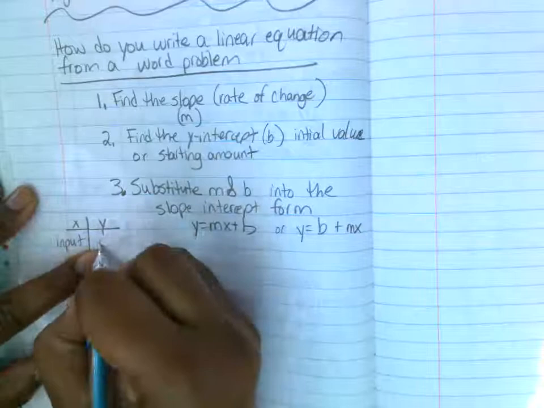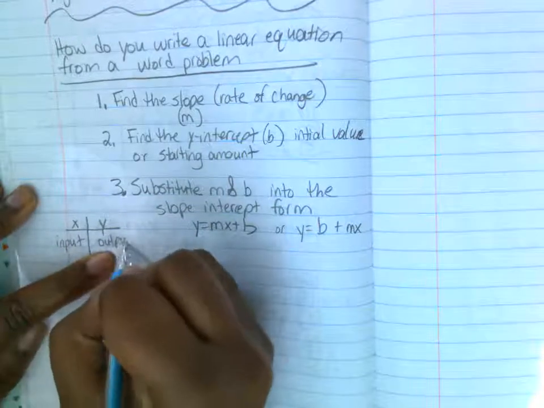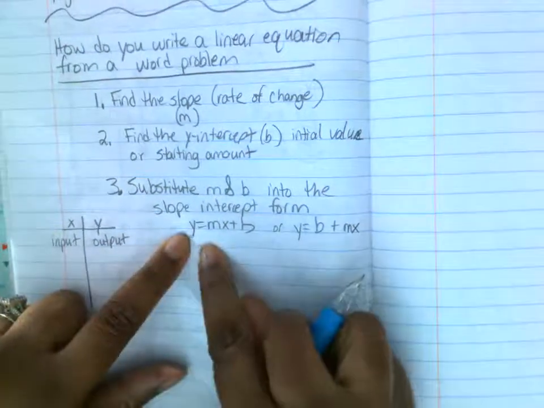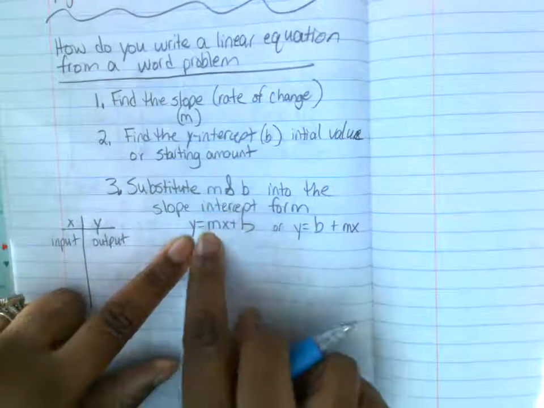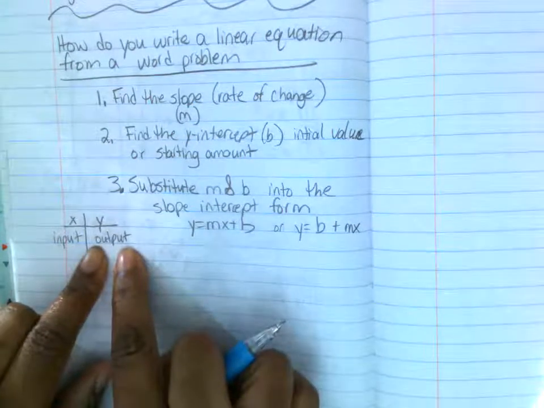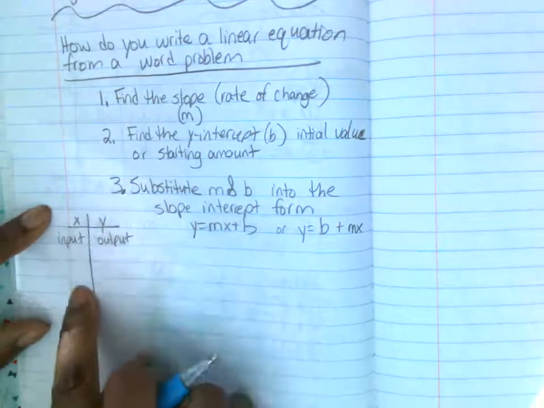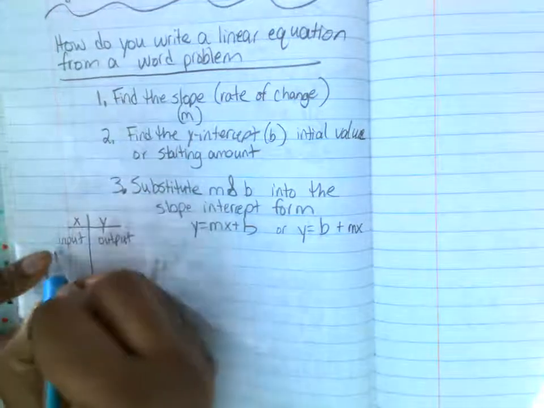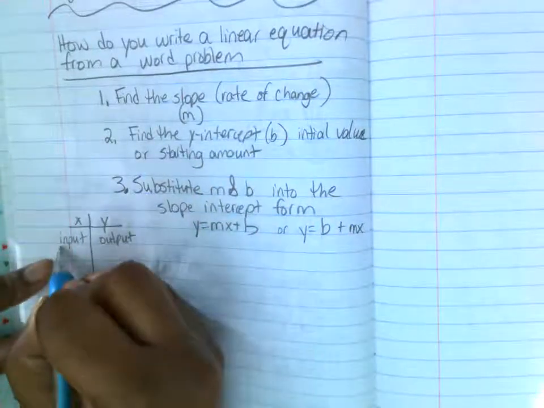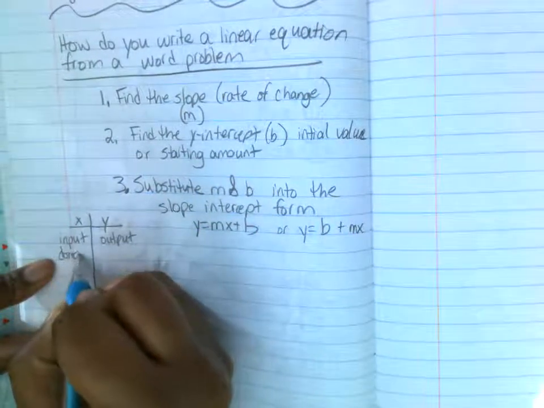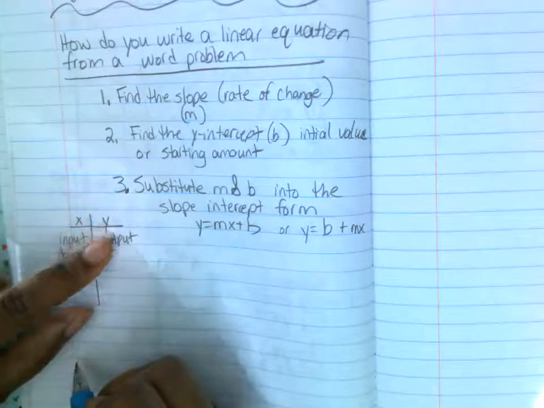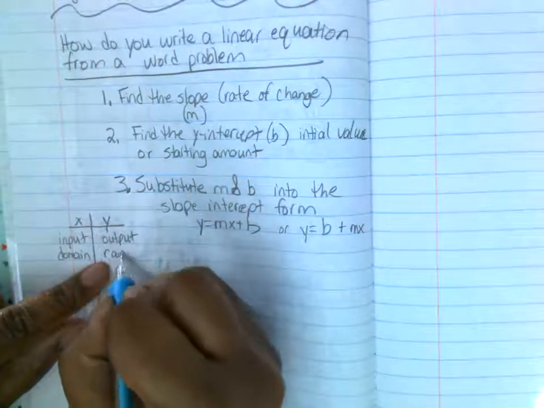The y is the output, the answer, the total. Okay? Because y is equal to all of this. So y is going to be my total of something. And you need to know that. You need to also know that x represents those values when I do decide to plug values in, that they represent domain, while the y represents the range.